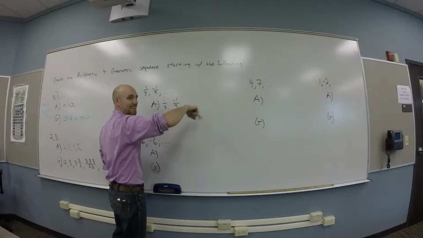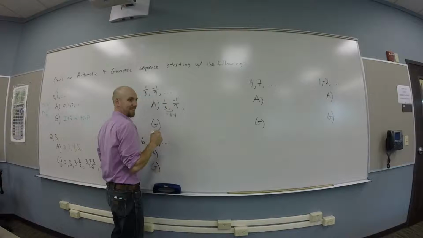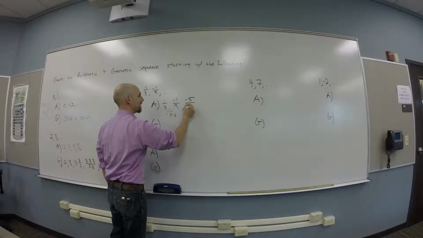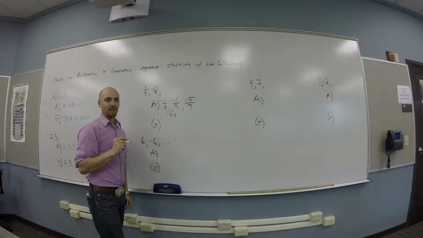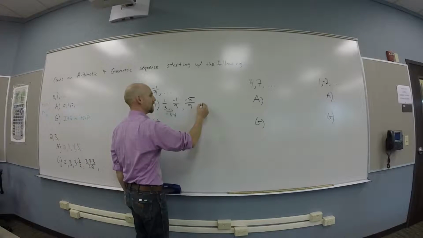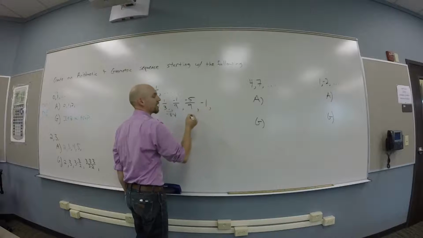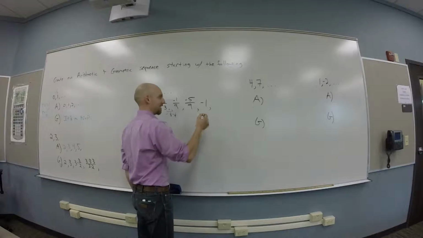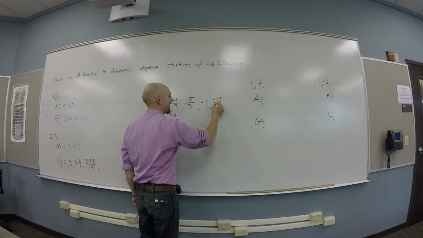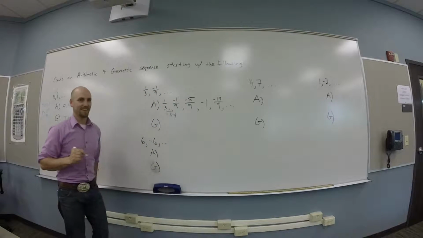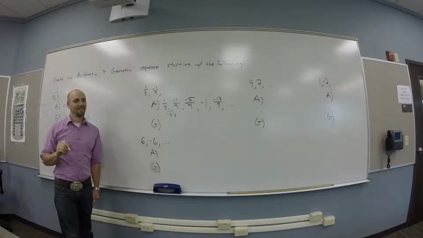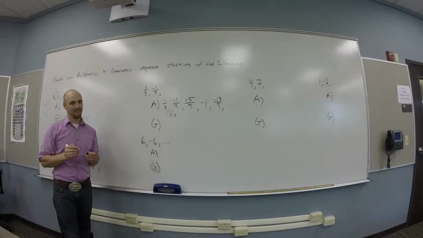So this next guy is negative 5/9. And then the next one is -1. And then the next one is -13/9. And kind of continuing. You guys okay with this? That one was super weird, right?